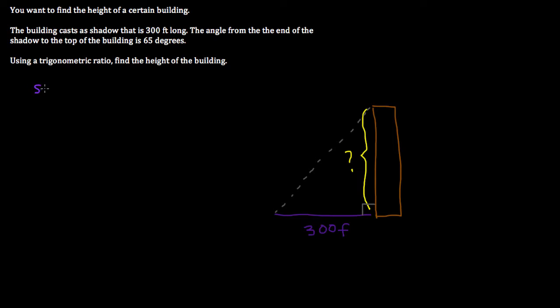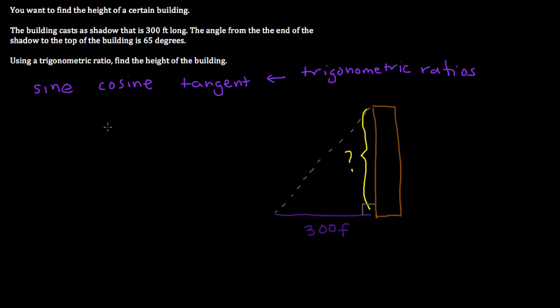So we have sine, cosine, and tangent. So these are our trigonometric ratios. And the ratios that are involved, they're called ratios because they use the different sides of the triangles and angles.